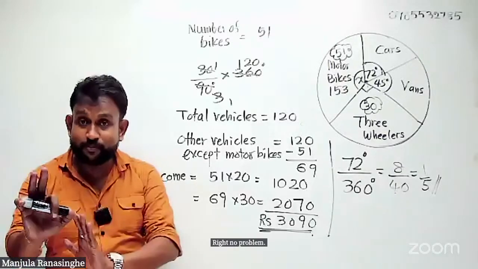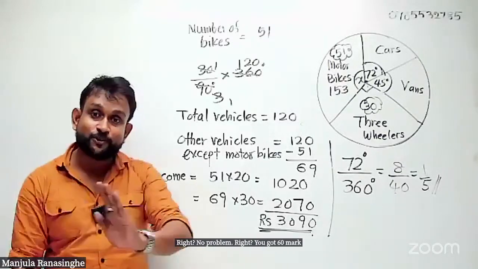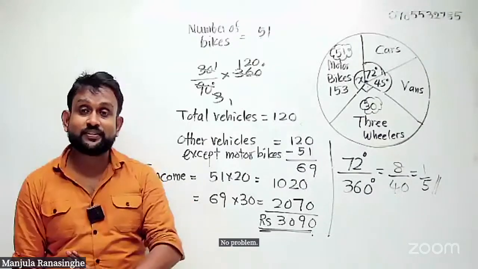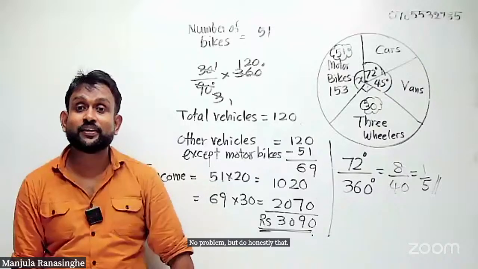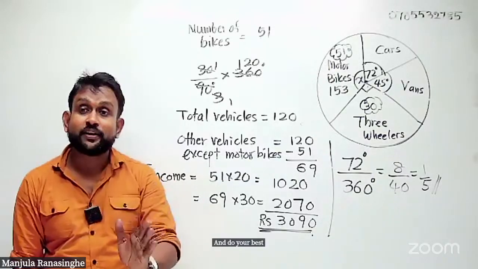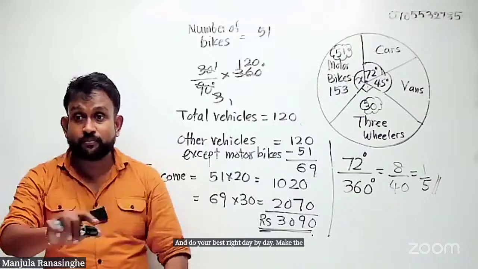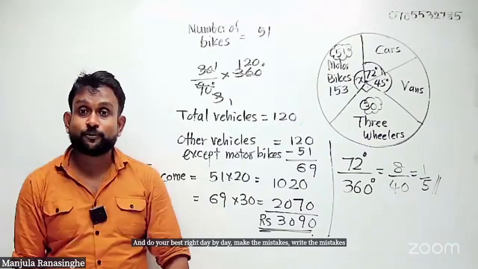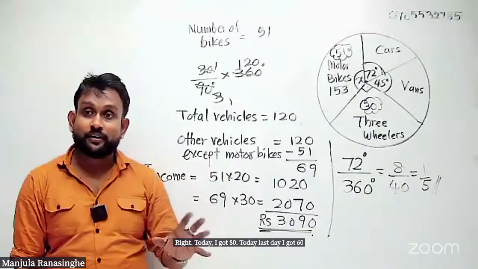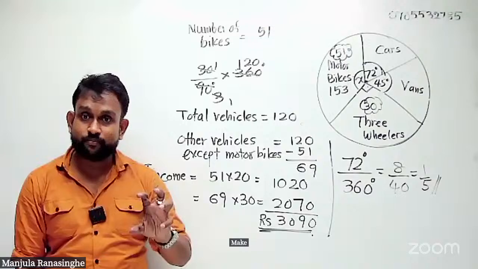You got 60 marks, no worry. You can enhance purely, no problem, but do it honestly. That honesty I appreciate, and do your best. Day by day, make the mistakes, and write the mistakes in your book. Today I got 80, the last day I got 60. Likewise, make your own evaluation now.